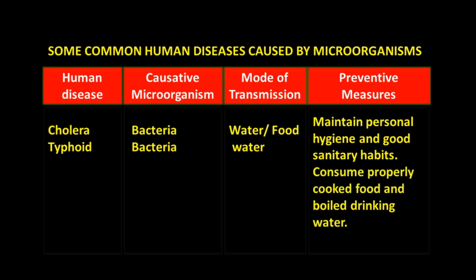Another is to consume properly cooked food and boiled drinking water. Properly cooked food and boiled drinking water kill microorganisms present in them, so we can avoid the spread of this disease through food and water by proper cooking of food and boiling of water. And vaccination helps to prevent that type of disease spread by microorganisms.